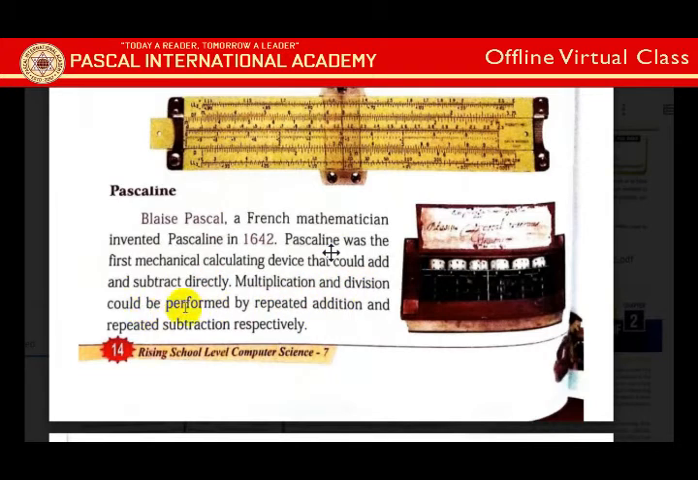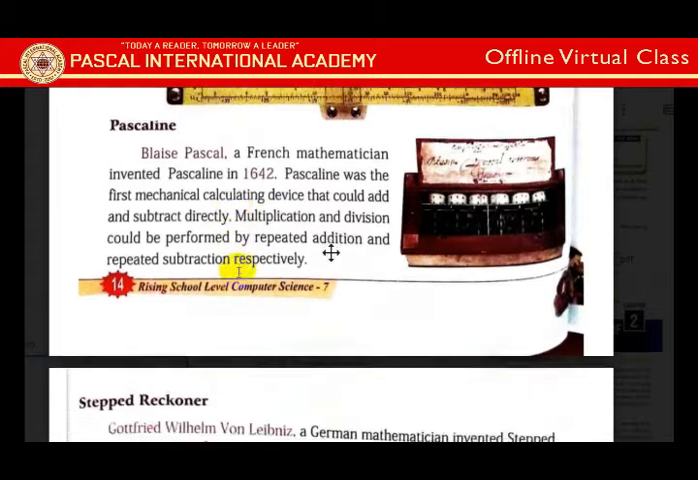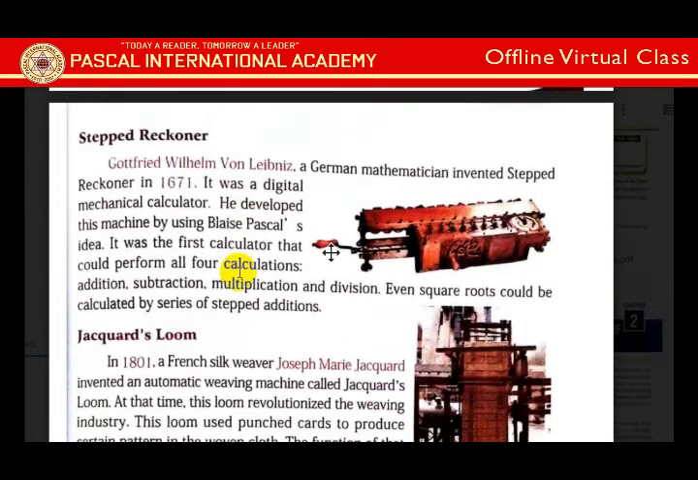Multiplication and division could be performed by repeated addition and repeated subtraction respectively. This was the first mechanical device. This means that whatever computers we are using today are based on this Pascal line. That's why you can say the first computer is the Pascal line. Understood everyone? This Pascal line is very important, because today's computers are designed and made according to this device. Let's see another one, that is the stepped reckoner.